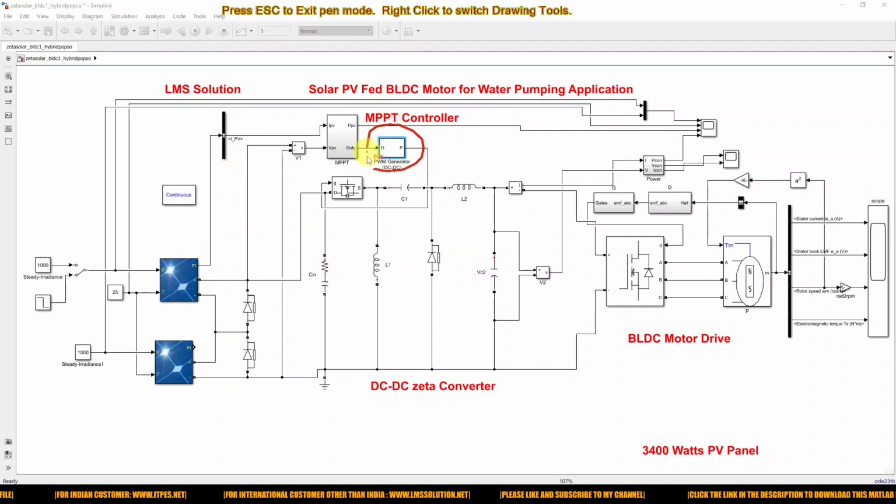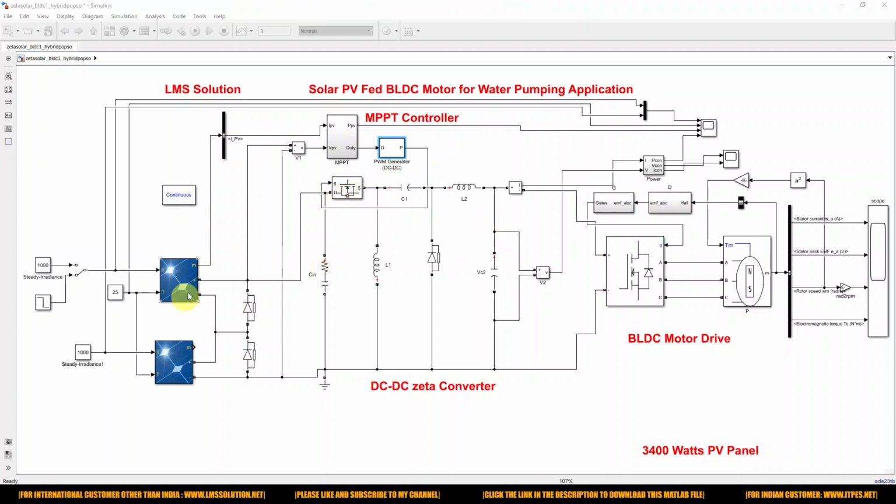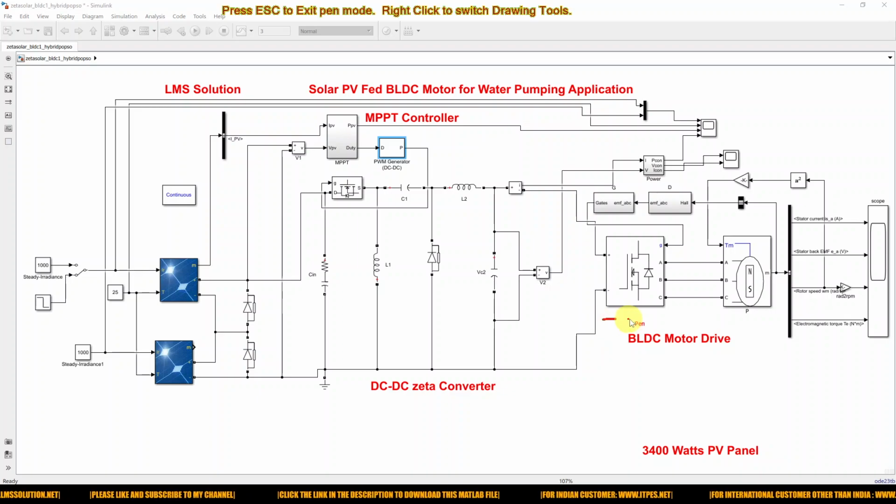Okay. So the MPPT will generate the duty cycle, and this PWM process will generate the pulse for this MOSFET. Based upon that pulse, the power in the PV panel is going to be extracted at the maximum point. Okay, so here we have a voltage source inverter. This voltage source inverter is controlled by means of the hall sensor output from the BLDC motor.